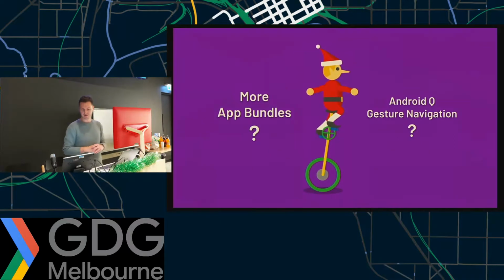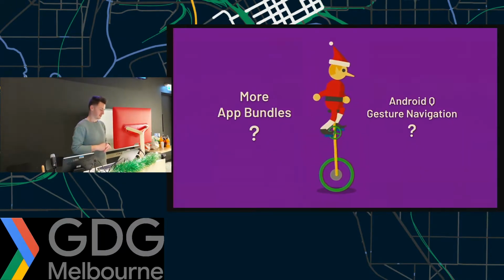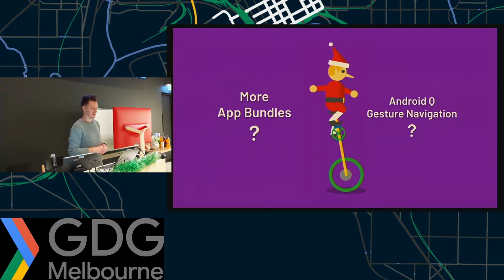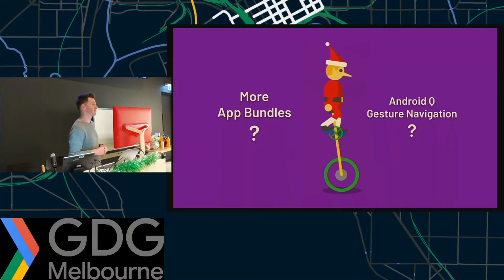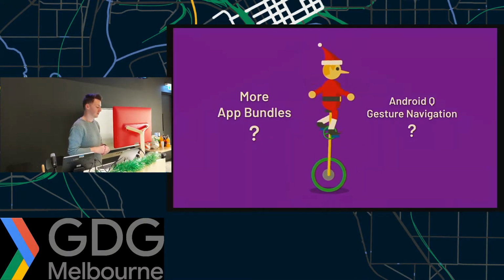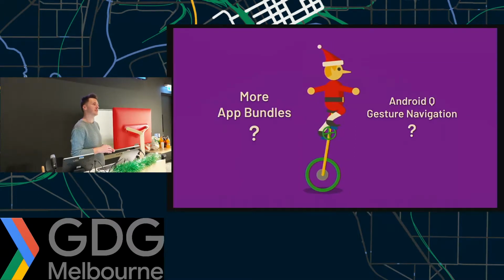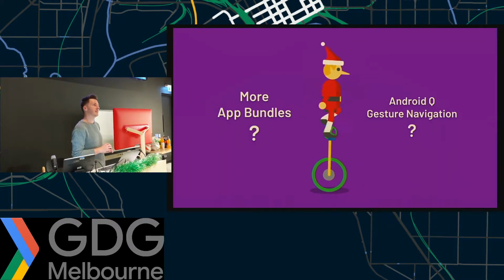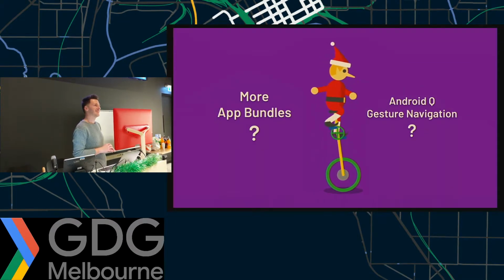So at this point, I've just spent 15 minutes talking about Santa Tracker, so I'm going to give you the option of what's next. I can have a talk for another 10 minutes or so about app bundles, or I can talk about Android Q and its gesture navigation, which is coming soon. So, gesture navigation.